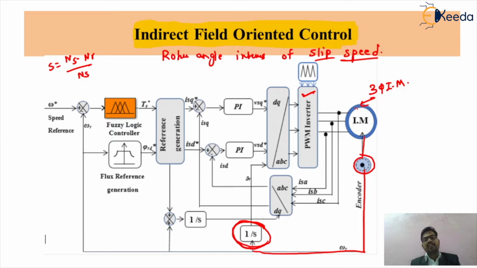That's why we can write it as 1 minus, or we call it 1 upon s, because as we know, friends, if you want to control in concern with the indirect field control, we want to control the rotor angle in terms of your slip speed. That's why we are giving the 1 upon s quantity. Similarly, we are giving this 1 minus s quantity to your summing point, to that particular reference frame.